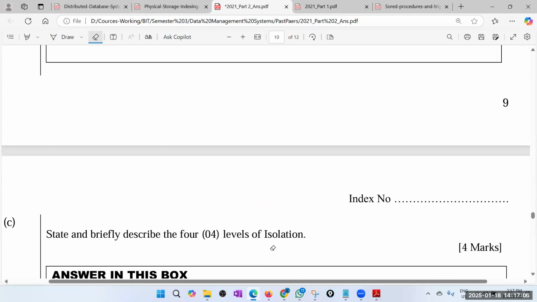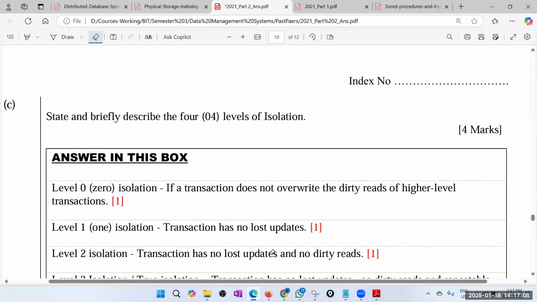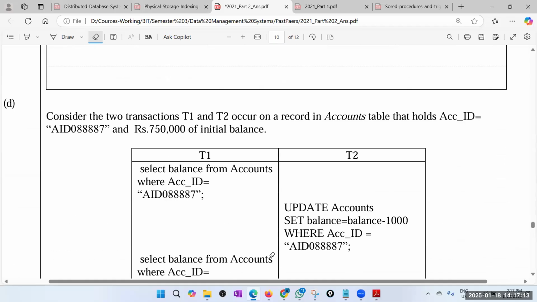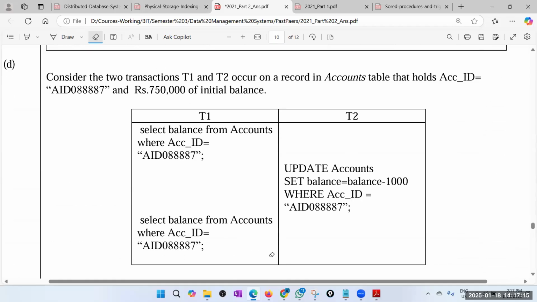State and briefly describe the 4 levels of isolation that we have discussed. Here 2 transactions are given, T1 and T2. This is a select, this is a select. In between there's an update. That is a non-repeatable read, or summary query issue. Because in between there's another update, and it is the same select query you are running, but the values will be different.